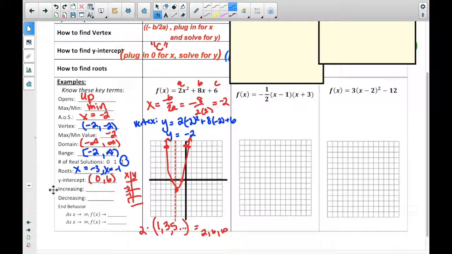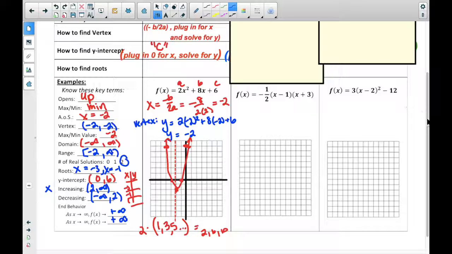Increasing and decreasing. Remember, we always use the x values for increasing and decreasing. So from 2 to infinity, it is increasing. And from negative infinity all the way to 2, it is decreasing. And that is in the x value. So I know it starts from up here, but on the left, it's coming from negative infinity. The end behavior on this one is both are positive infinity. On quadratics, parabolas, they will either be both positive or both negative.